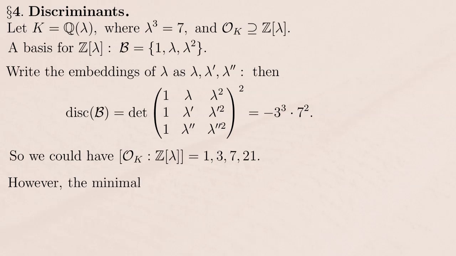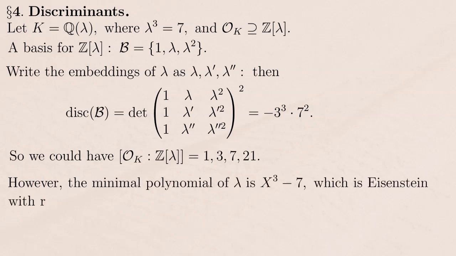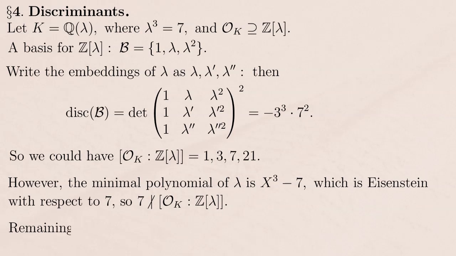But the minimal polynomial of lambda is x cubed minus 7, which is Eisenstein with respect to 7. So by what we've just proved, 7 can't divide the index. We've eliminated 2 of these possibilities already. So we're left with the 2 remaining possibilities, 1 and 3.